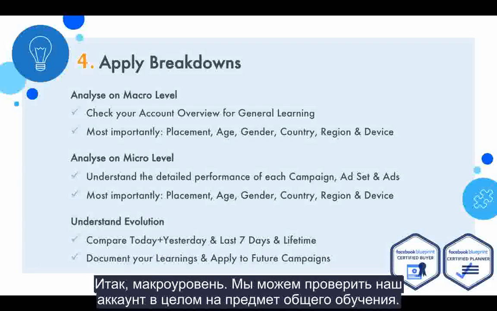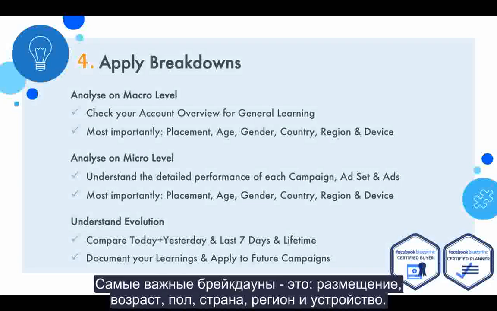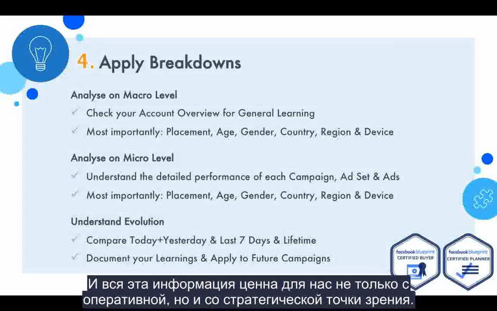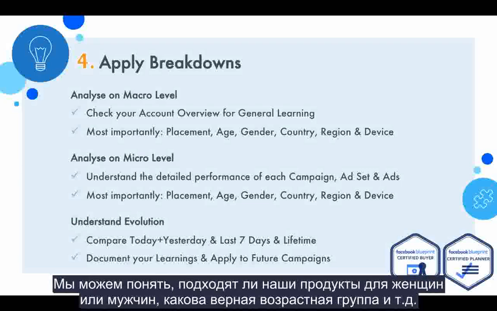So on macro level, we could check your account overview for general learnings, and the most important breakdowns are placement, age, gender, country, region, and device. And all of this information is super valuable for us, not only from an operative point, but also from a strategic point, to understand if my products sell better for men or for women, what's the right age group, and so on and so forth.